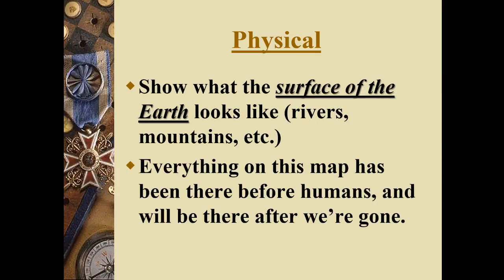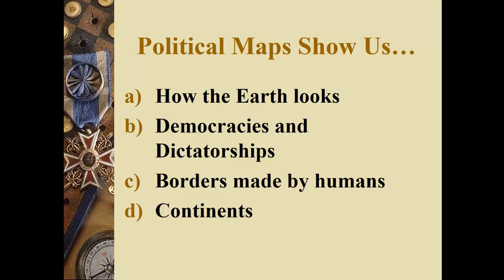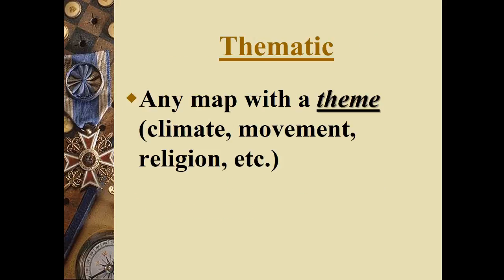It's showing what the surface of the earth looks like. So political maps show us how the earth looks: democracies and dictatorships, borders made by humans, or continents. And the answer is C, borders made by humans.